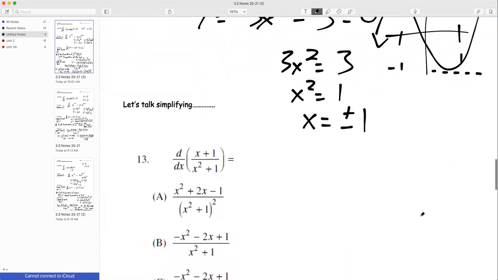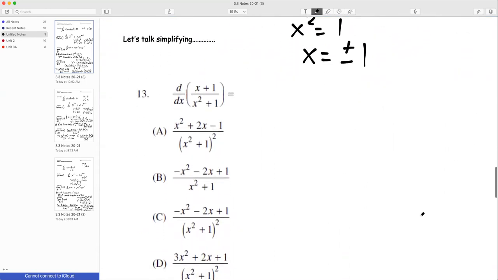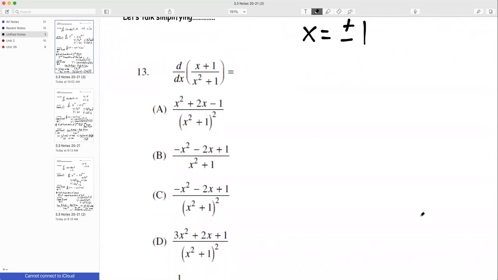So I think this may be a problem from a previous AP exam, all right? So this says, find the derivative of this function. It's divided, so I'm going to use my good friend number 2, the quotient rule. Low D high minus high D low over low squared. So let me do that real quick.